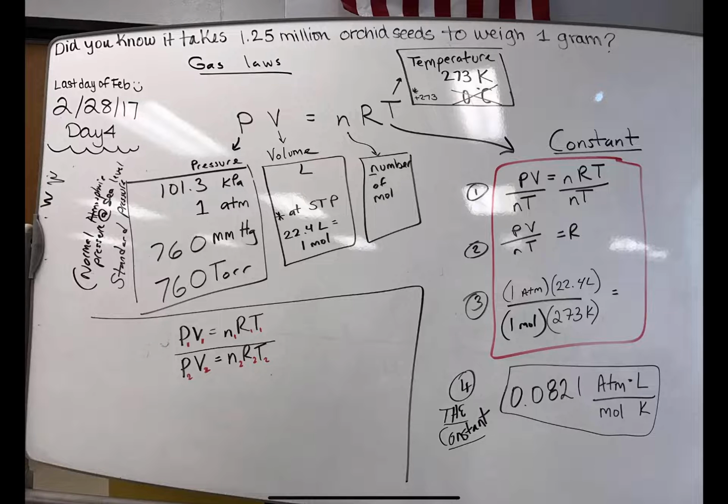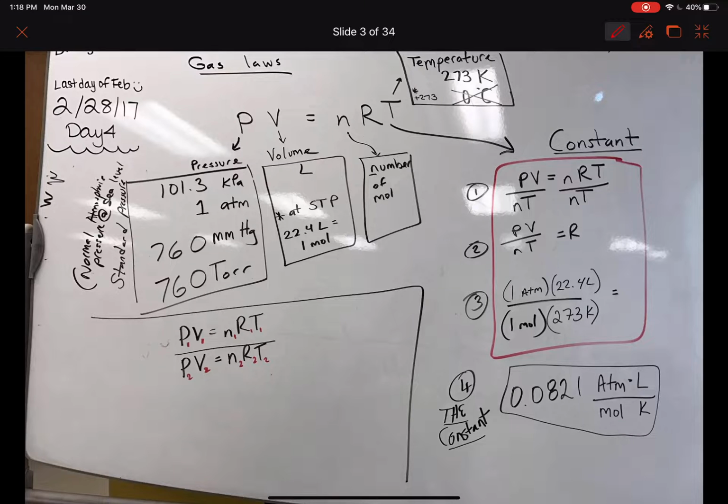Okay, so what I would love for you to do is make flashcards with some of the information on here. For example, if you notice up here, this is an equation: PV equals nRT. I'm showing you this from the very beginning because we're going to use this throughout the whole chapter. This is like the chapter summary all in one.